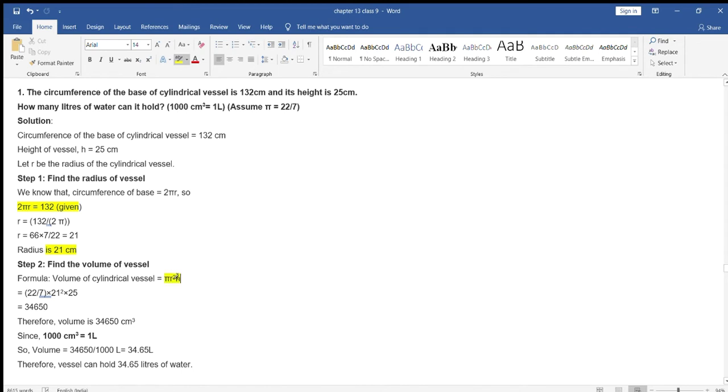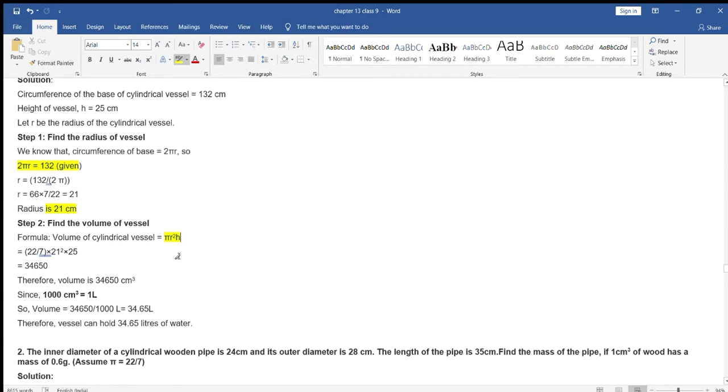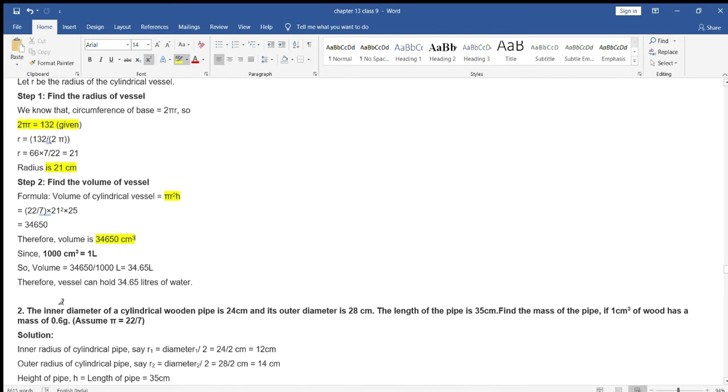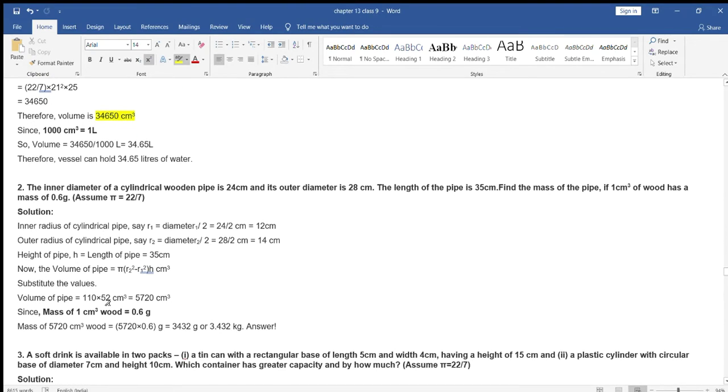And the formula for the volume of a cylinder is pi r square h. What is it? Pi r square h. So putting the values in the formula, we find the volume. And here the question is, how many liters of water can it hold? It means we have to convert it into liters. All the dimensions are in centimeter, so 1000 centimeter cube is equal to 1 liter. When you have to convert it into liters, you have to divide it by 1000. What do you have to divide it by? 1000.